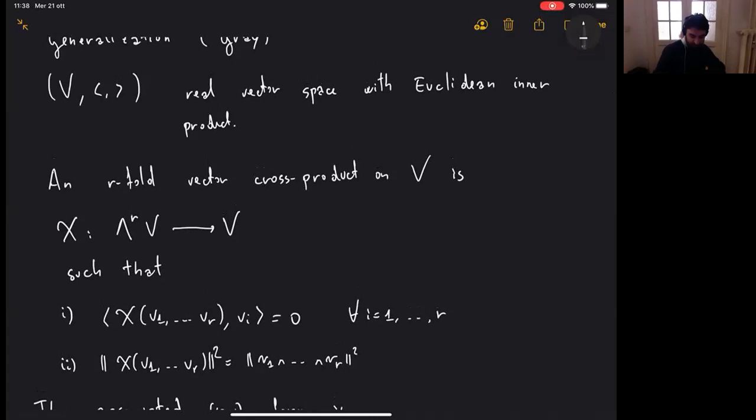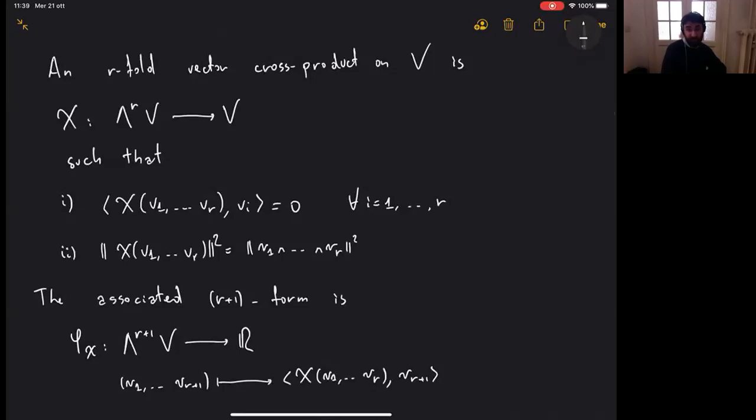And again, I can use the Euclidean product to associate with an R-fold cross product an (R+1)-form. When I write form here, I mean just an antisymmetric linear form, which I will denote by phi chi, which is just the cross product of the first R vectors paired with the (R+1)-th.